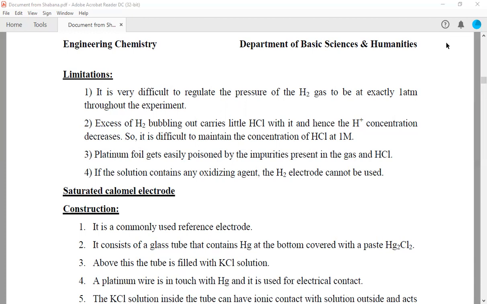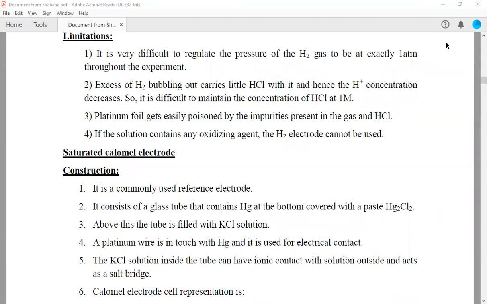So the next one is the saturated calomel electrode, which I'll discuss in the next lecture. Thank you.